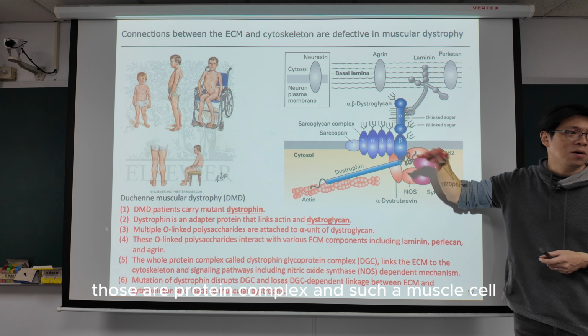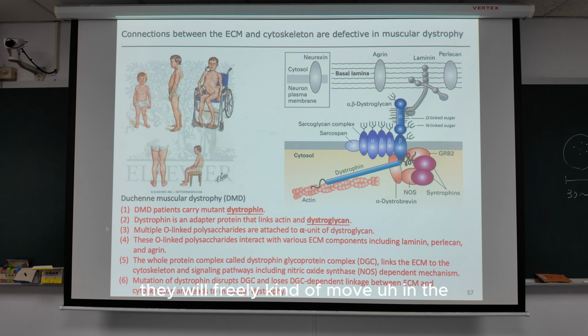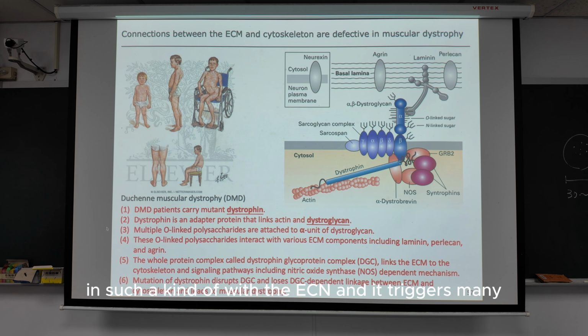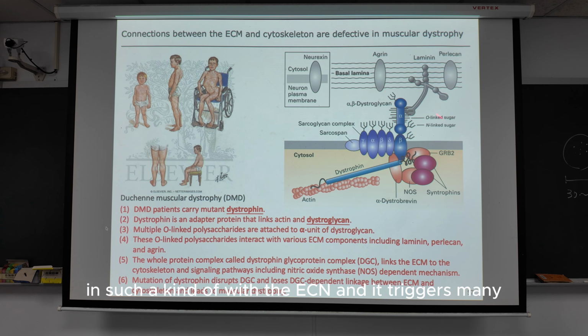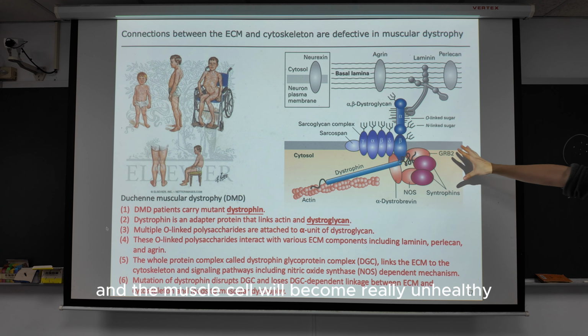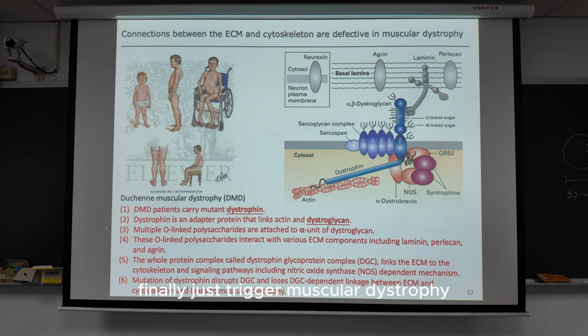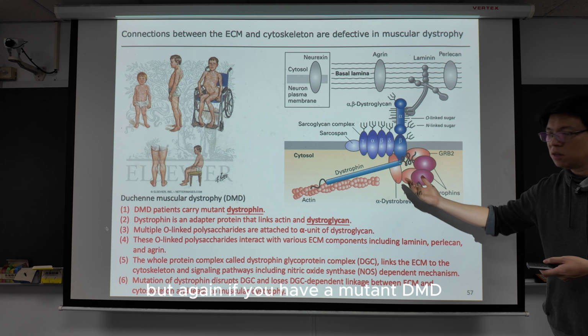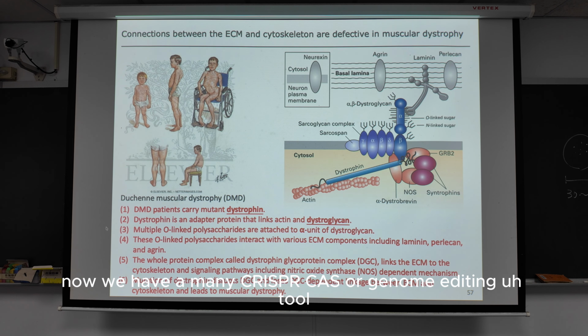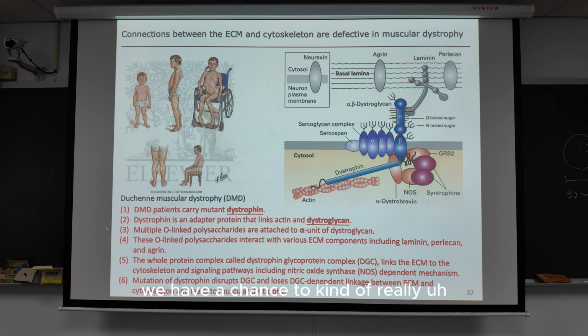And such a muscle cell will freely move in the ECM, and it triggers many different aberrations, and finally will damage the membrane, and the muscle cell will become really unhealthy. Finally, it triggers muscular dystrophy. That is the mechanism that triggers DMD. But again, if you have a mutant DMD, now we have many CRISPR-Cas or genome editing tools. We have a chance to really cure such diseases in the future.